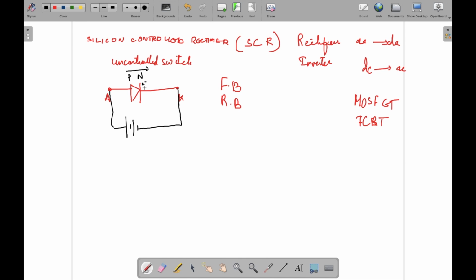So now we are going to add a security guard to the door so that he can monitor or regulate who comes inside the house. Here we'll be just adding a terminal which is called a gate. This gate is the terminal which is going to regulate the flow of current. We can control the current. Therefore, this diode now changes to a controlled switch, and that is called your SCR or thyristor.